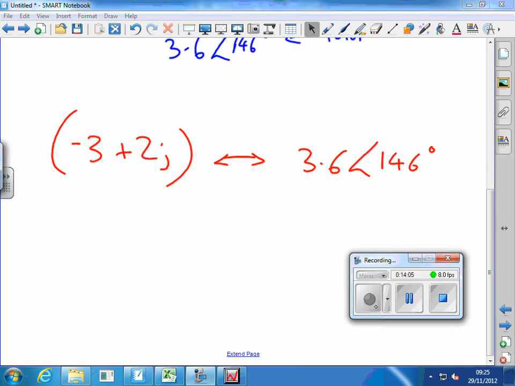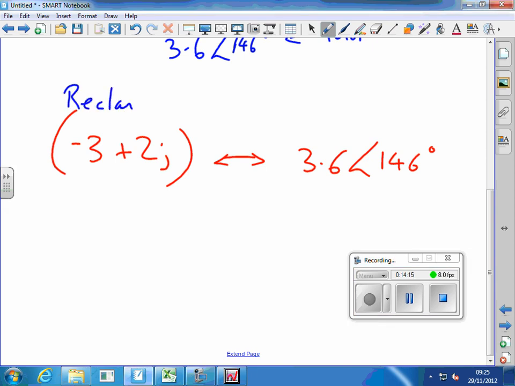So in summary, I can write complex numbers either in rectangular form. If you see a number looking like this, minus 3 plus 2j, for example, you know that's in rectangular form. This is the real bit of the number, which goes on the x-axis, and this is the imaginary bit, which is always on the y-axis.